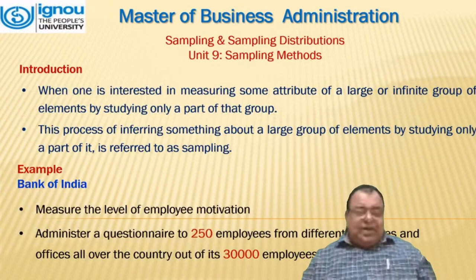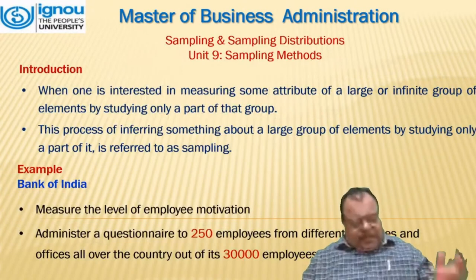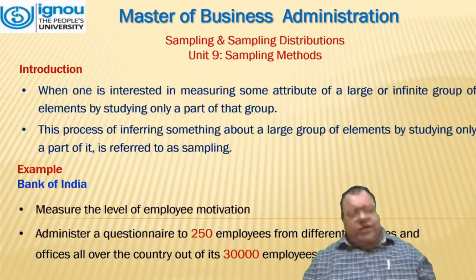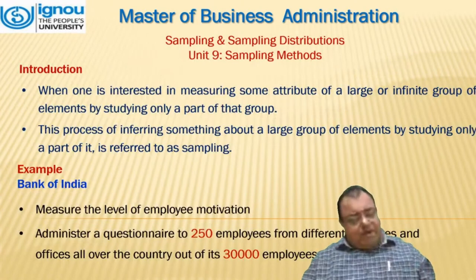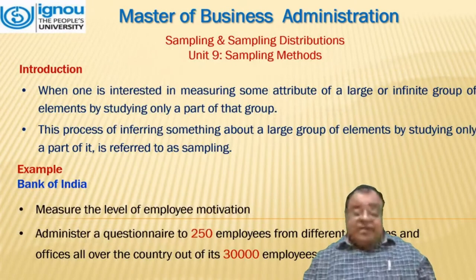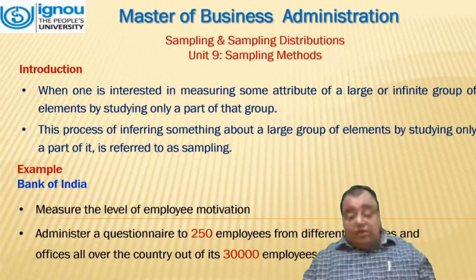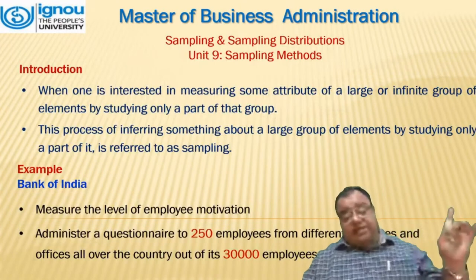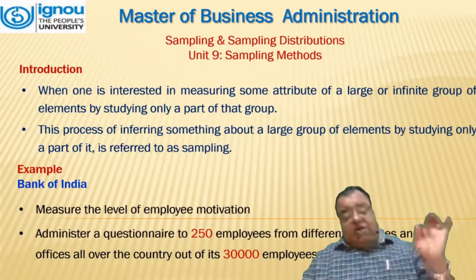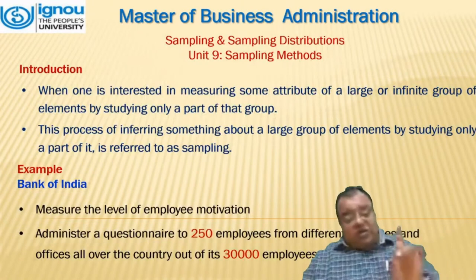Suppose here the example is of the Bank of India. We try to measure the level of employee motivation. The administrators are questioning 250 employees from different branches and offices all over the country out of its 30,000 employees.